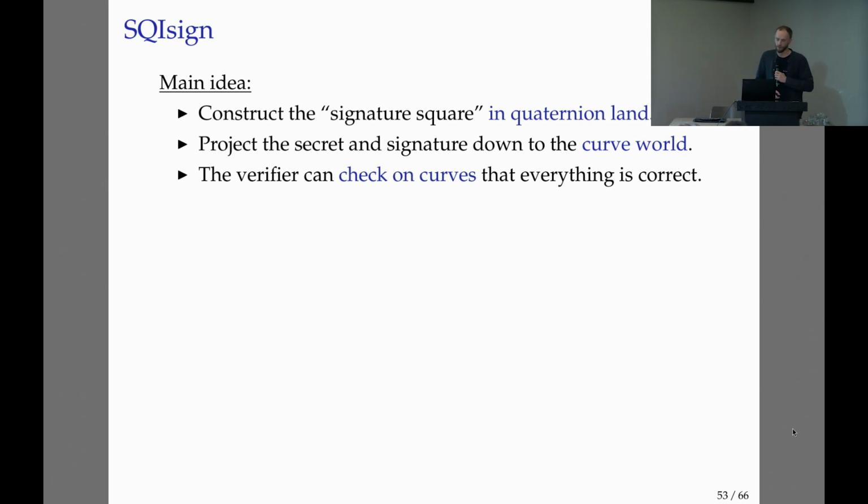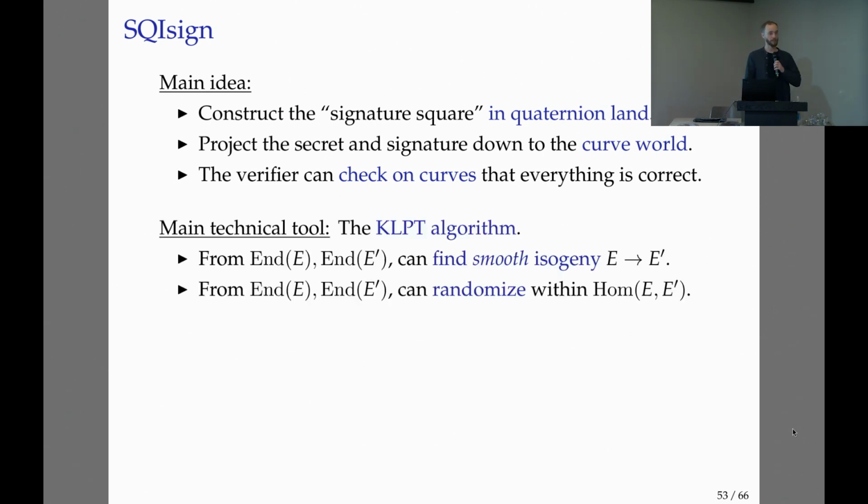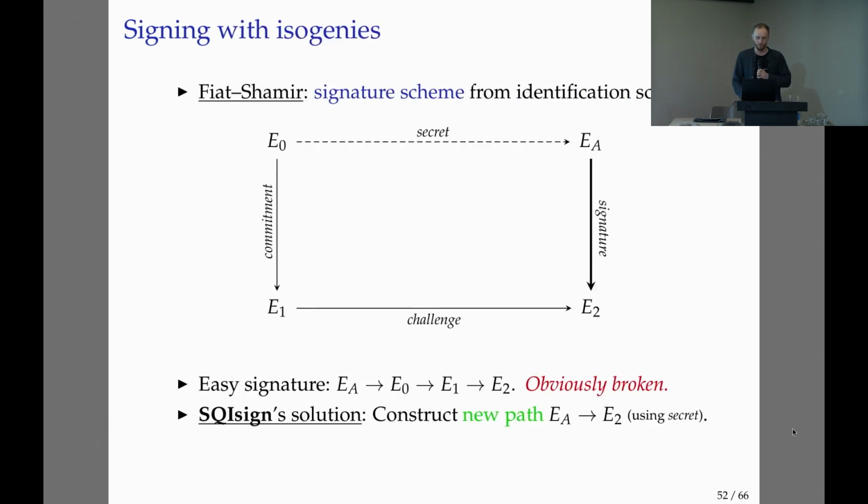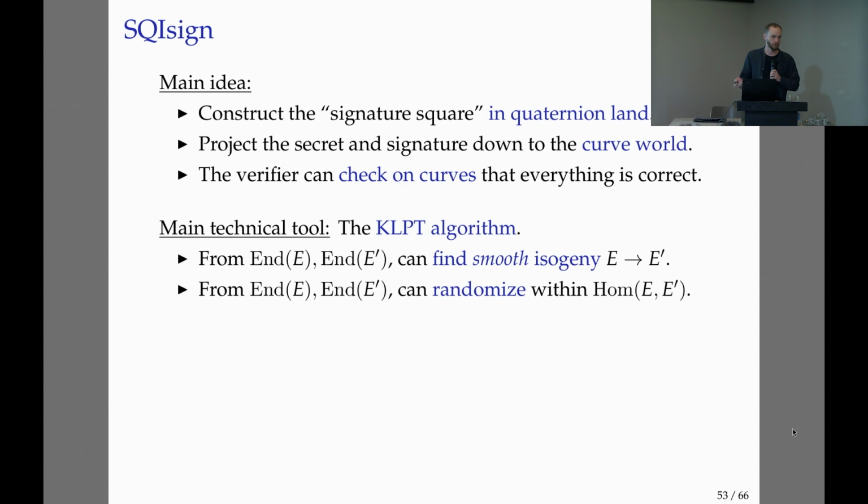the square correctly. To do this rewriting that I pointed out here, constructing a new path between the same pair of curves, we use an algorithm known as the KLPT algorithm, Kohel, Lauter, Petit, and Tignol. This is a very general tool in isogeny-based cryptography whenever we deal with these quaternion things. In our setting, if you have endomorphism rings, so quaternion information associated to two curves, then you can find an isogeny between them. And this isogeny had better be of smooth degree, because those are the only ones you can actually compute, more or less.